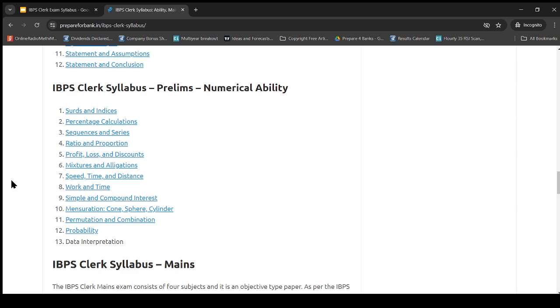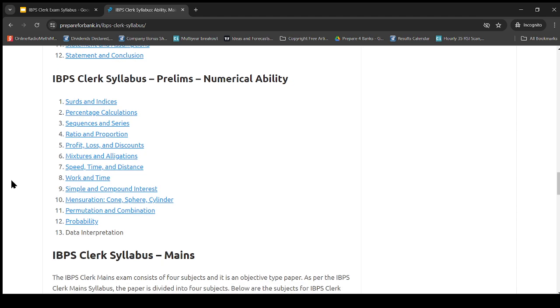The data interpretation part I have mentioned because it is good to know. Even if we are not expecting questions on data interpretation in the clerk exam, it can be used for the mains part or in the PO exams as well. So it's good that we prepare for data interpretation as well.